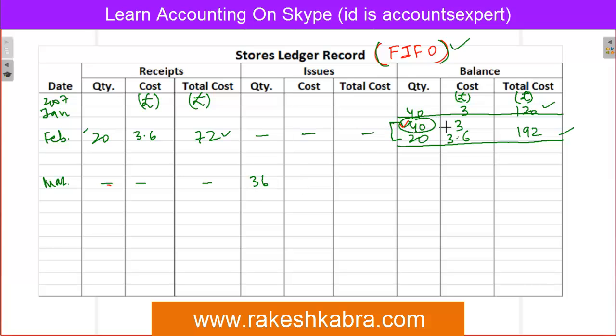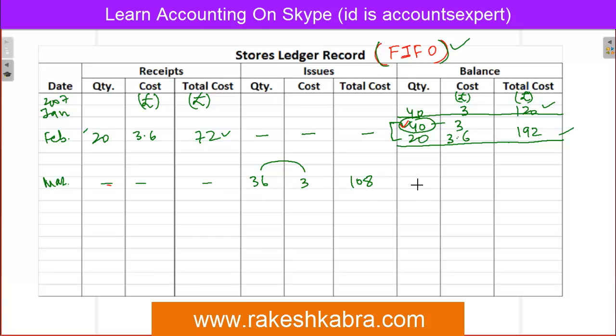And what is the rate of this lot? 3, isn't it? So this 3 I will write here, that this lot we sold, and the rate of this lot is 3. So what is the value of inventory issued or inventory sold? 36 we sold and the rate is 3. So the cost of inventory sold is how much? 108. Agree? 36 multiplied by 3.